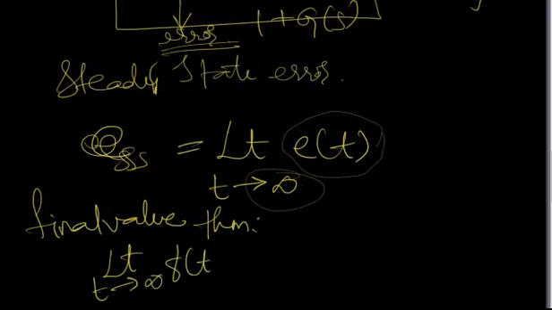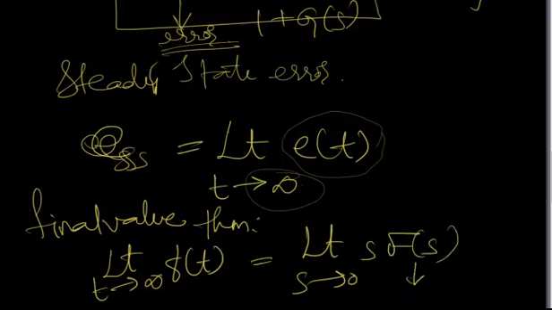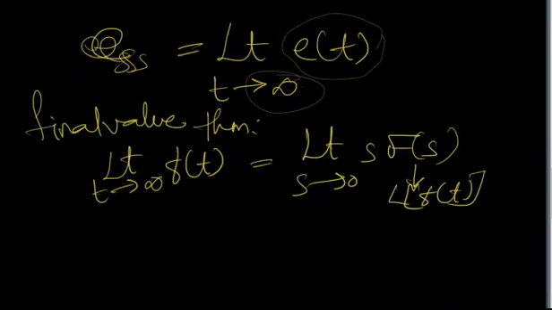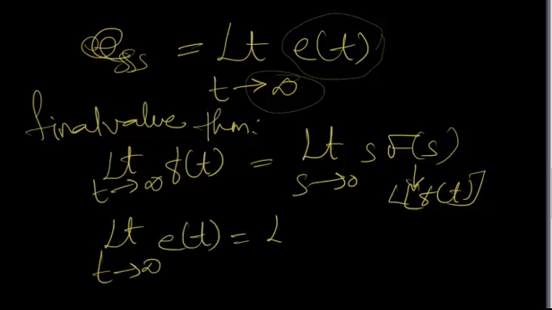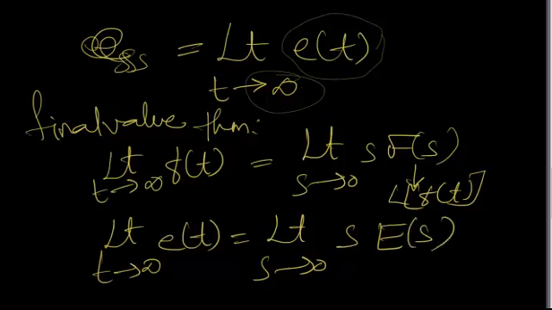of t is equal to limit s tends to 0 s into f of s, where f of s is the Laplace transform of f of t. So ikkada we have limit t tends to infinity e of t. This can be limit s tends to 0 s into e of s. E of s is nothing but Laplace transform of e of t.